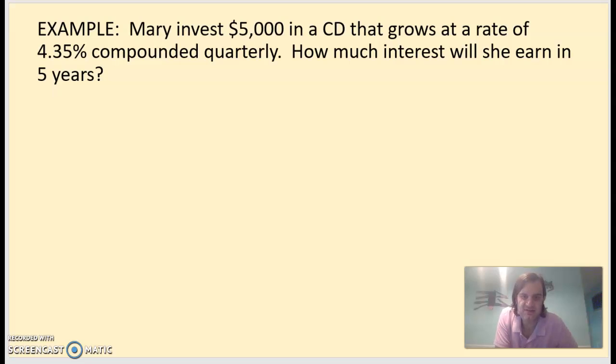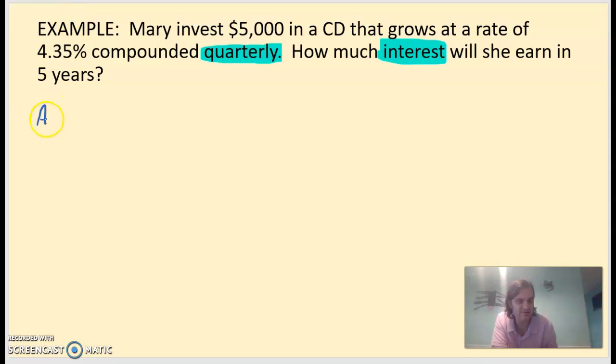Next example. Mary invests $5,000 in a CD that grows at a rate of 4.35% compounded quarterly. So again, there's compounded, but it says quarterly, which is periodic. How much interest will she earn in 5 years? So this is a little bit different question in the end, but we only have the one formula for what we're working with, so we'll get there.